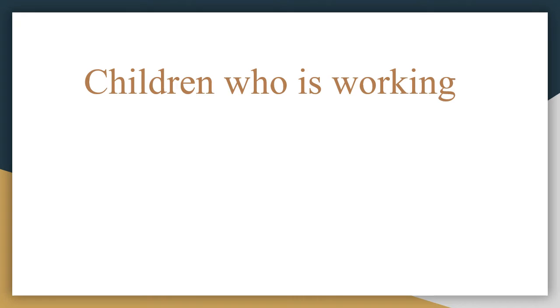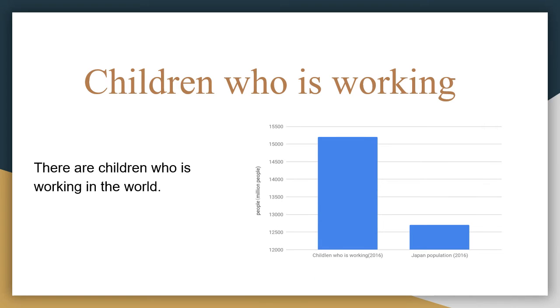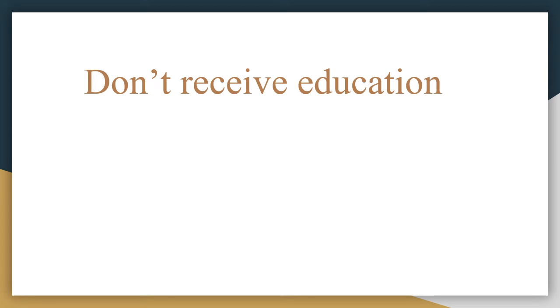The first problem is children who are working. This graph means that there are children who are working in the world. It is about 1.2 times as much as Japan. This case is the war area.